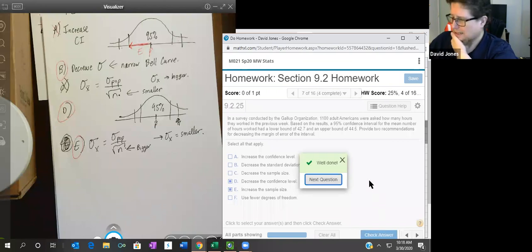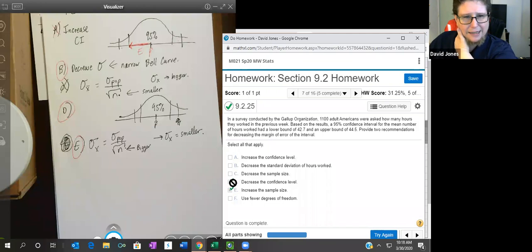Yeah. B and E were pretty much the same. Increase the sample size, decrease the standard deviation of hours worked. That should have still worked as well. I think they made a mistake here. So they're looking for decrease the confidence level and increase the sample size on number 7.